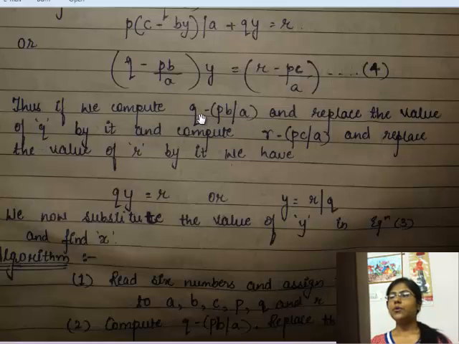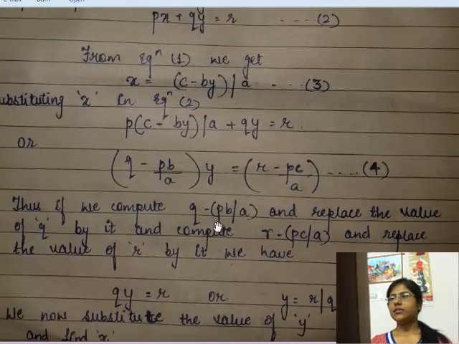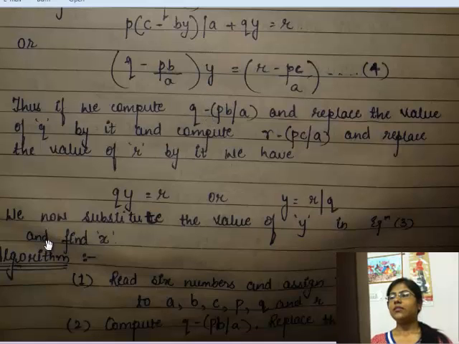Thus, if we compute q minus pb upon a and replace the value of q by it, and similarly compute r minus pc upon a and replace the value of r by it, we have the equation qy equals r, which can also be written as y equals r by q. So we now substitute the value of y in equation 3, and we get the value of x.